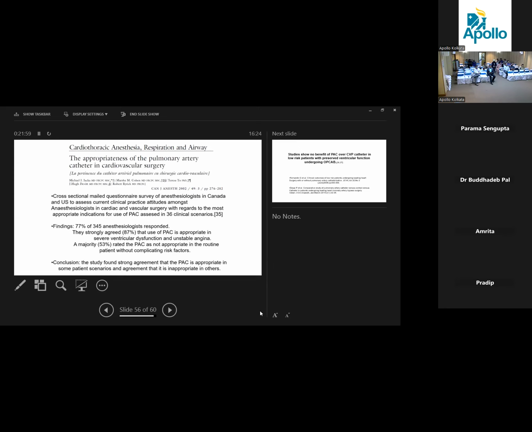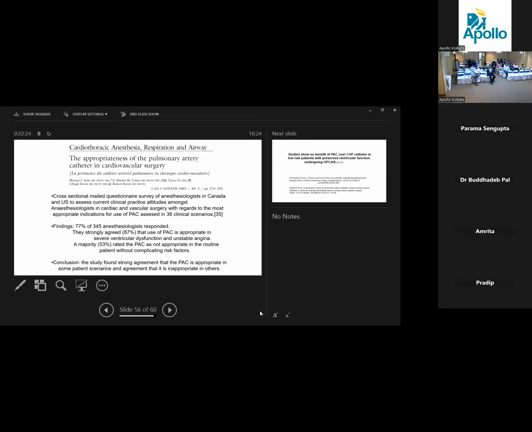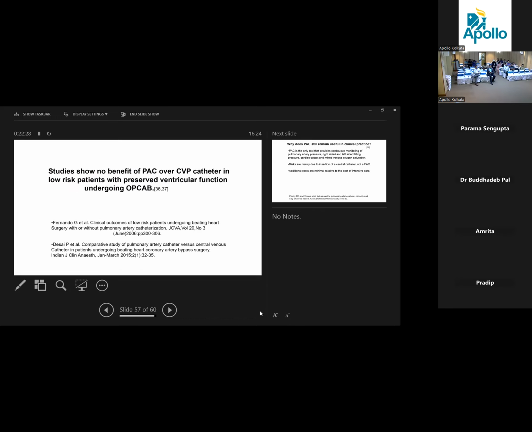So we need both. In another study done in 2002 in the Canadian Journal of Anesthesia, on the appropriateness of pulmonary artery catheters in cardiac surgeries, they concluded that there was strong agreement that the PA catheter is appropriate in some patient scenarios, and agreement that it is appropriate for others. So in some patients the PA catheter is appropriate and has to be done, but not in all cases.